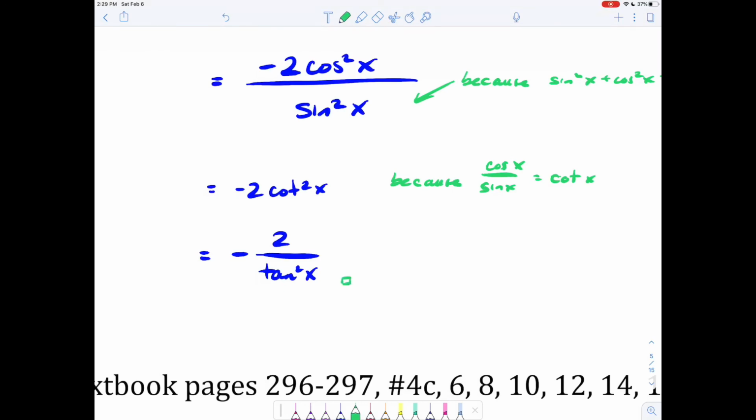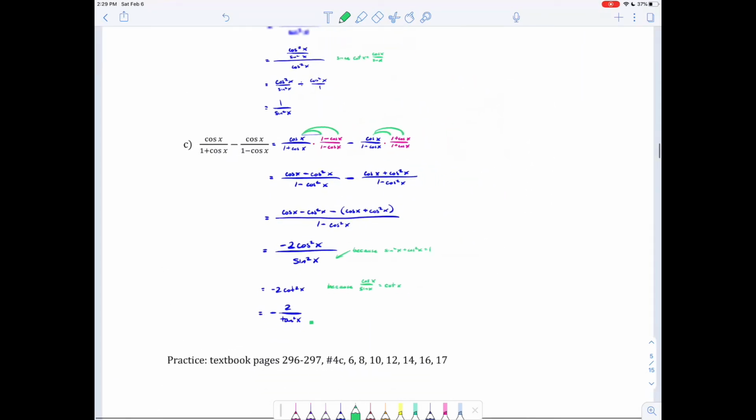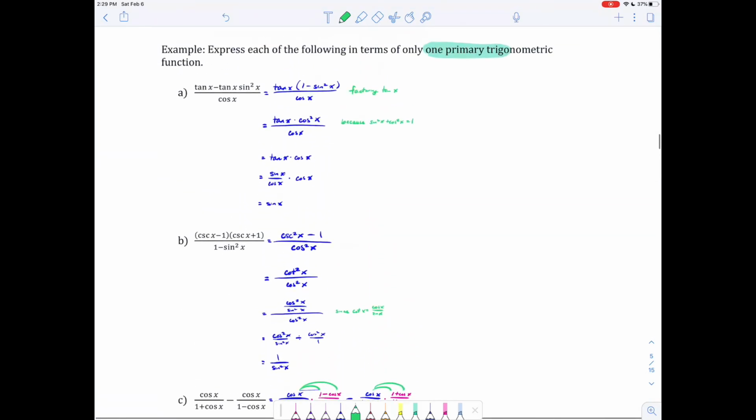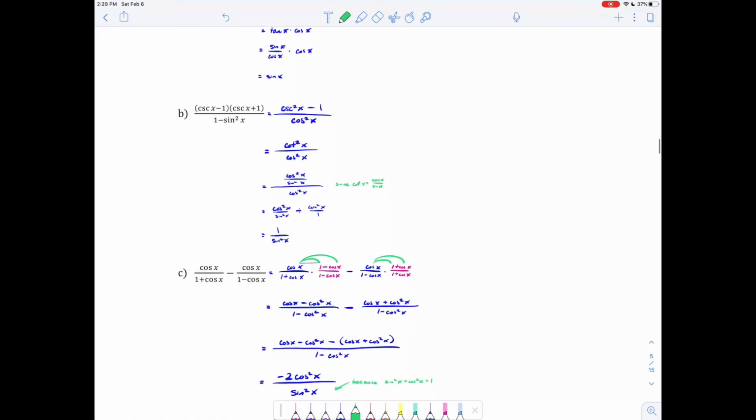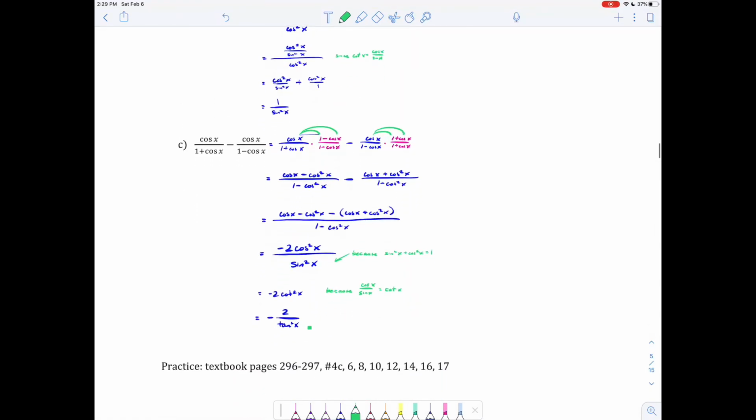Let's put a nice little end of proof thing there. It's also called a square. But this way you look real mathematically professional. So that's that. That's these 3 complete. We have managed to express each of these in a single primary trig function. Boom, done. Looks pretty great.